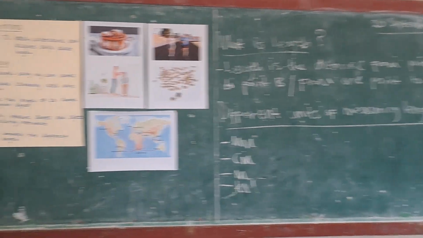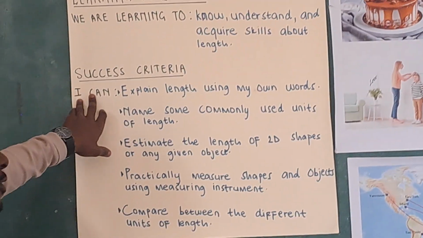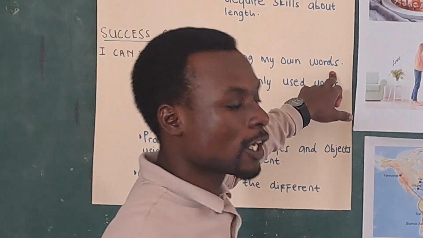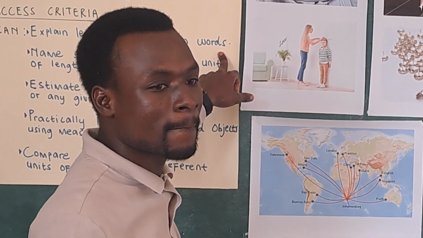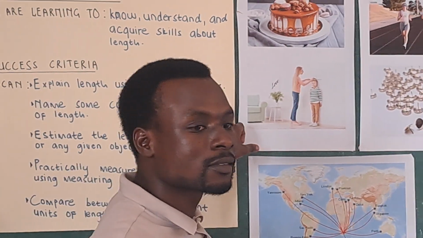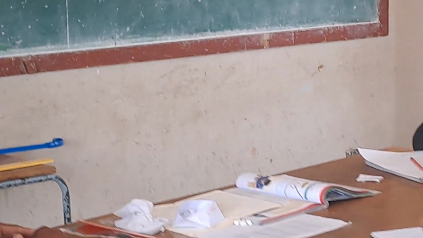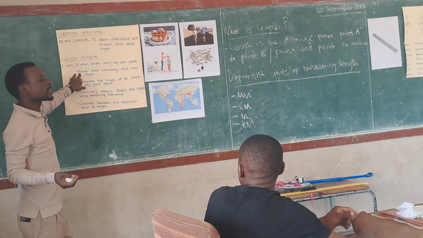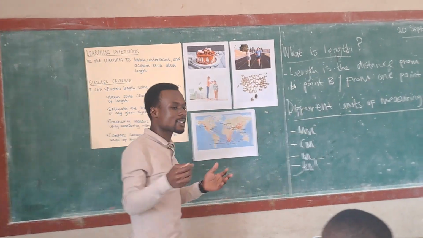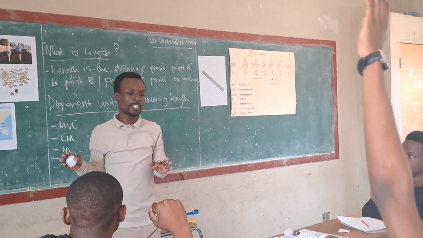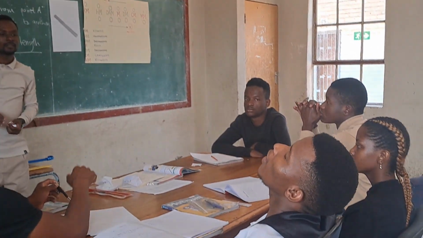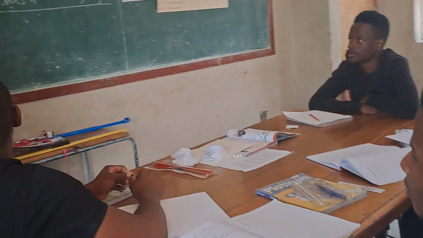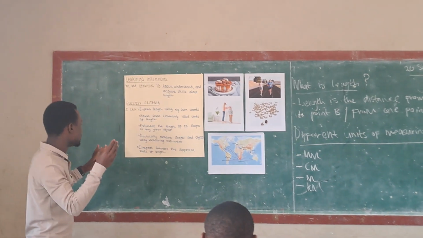So, on our success criteria, it is stated that at the end of this lesson, you must be able to say, I can explain length using my own words. Can you all explain length? Length is the distance between point A and point B. Exactly. Can you name commonly used units of length, without looking at the board? Millimeter, centimeter, meter, and kilometer.